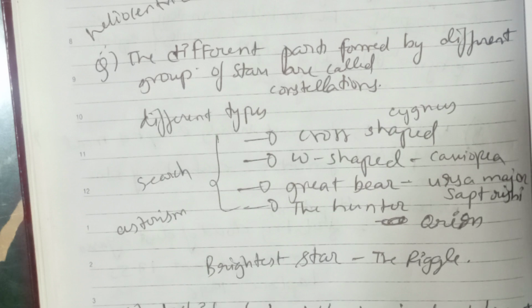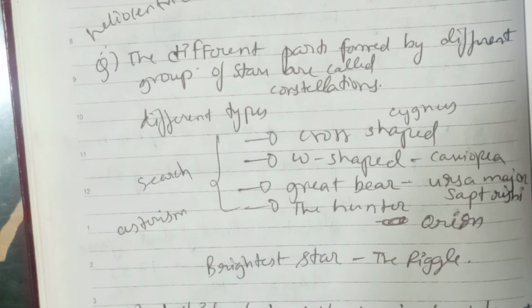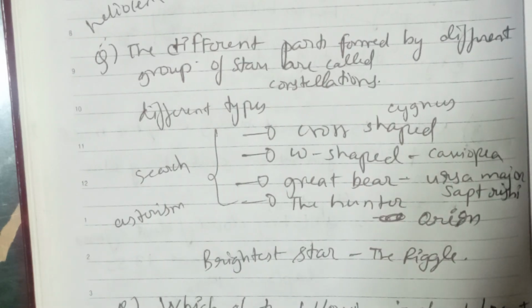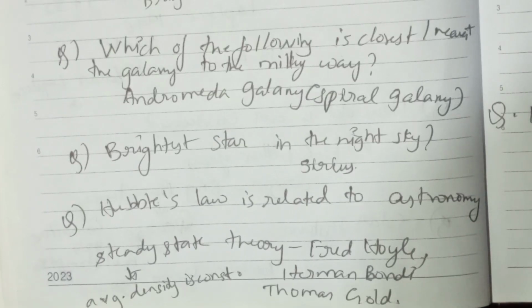Heliocentric theory was given by Copernicus, and the different patterns formed by different groups of stars are called constellations. Different types: the cross-shaped Cygnus, the W-shaped Cassiopeia, the Great Bear Ursa Major or Saptarishi, and the Hunter Orion, whose brightest star is Rigel. Which galaxy is nearest to the Milky Way? Andromeda Galaxy, a spiral galaxy. The brightest star in the night sky is Sirius, known as the dog star.